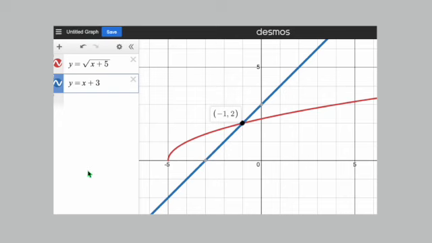And lo and behold, you'll notice here when I actually graph this using Desmos, I got the answer of negative 1 comma 2, just as we got when we solved it algebraically.